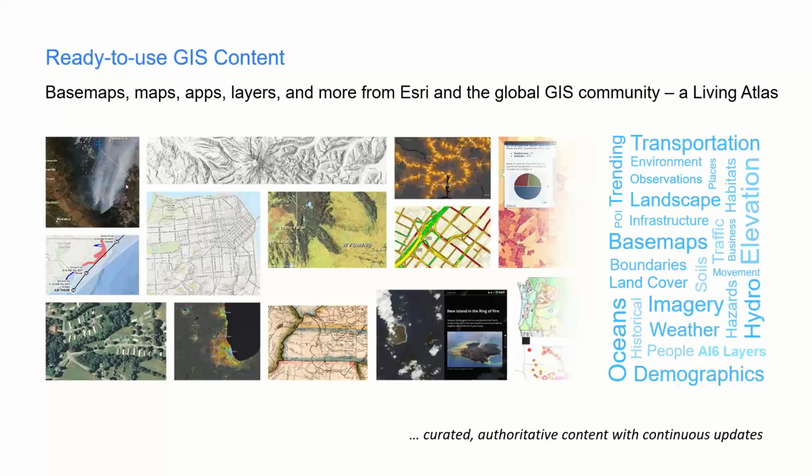Instead of the traditional methods of going to a website, downloading the data, processing it, and then starting your map-making process, Living Atlas allows you to simply add data directly into your maps or analyses and get started. It's very much a living atlas. Some of the data is even offered as a live feed, so you get real-time information about the world, such as traffic, weather, fires, hurricanes, and so much more. All of the content in Living Atlas is curated, authoritative, and continually updated, which is why we call it living.